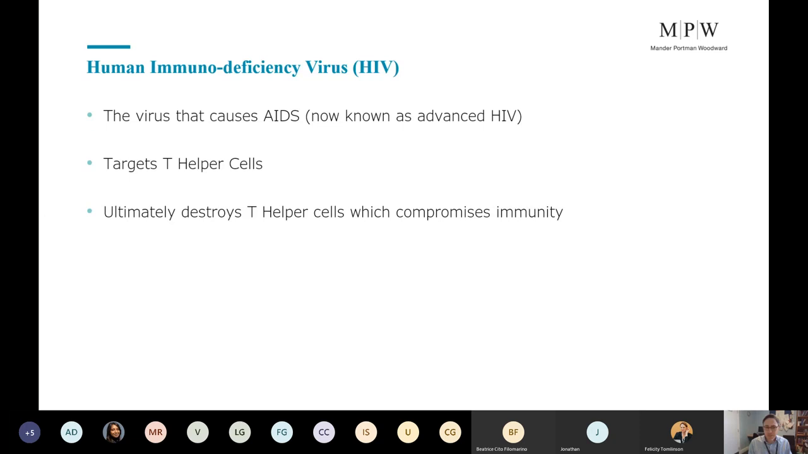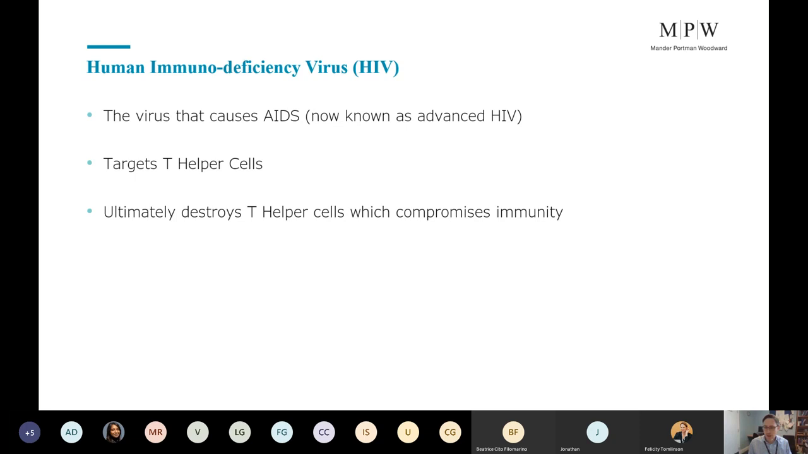The T helper cell does exactly the same thing. It's the cell that's central to our immune response. So it will play a role in detecting the fact that there's some sort of infection in the body, and then it will coordinate a number of different responses to get them into play to get rid of the threat.